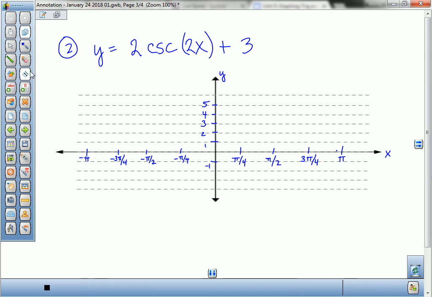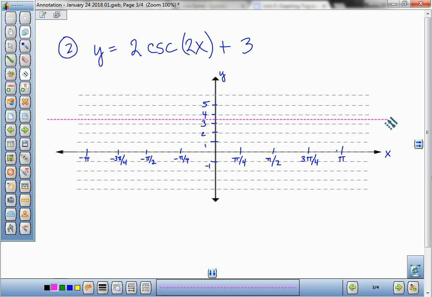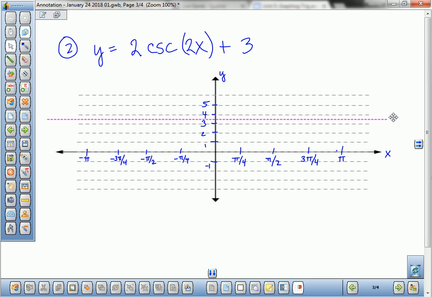Alright, so if we were graphing this like it were sine, we would throw in our midline. Those of you that don't graph in a midline, that's fine. Don't do it.